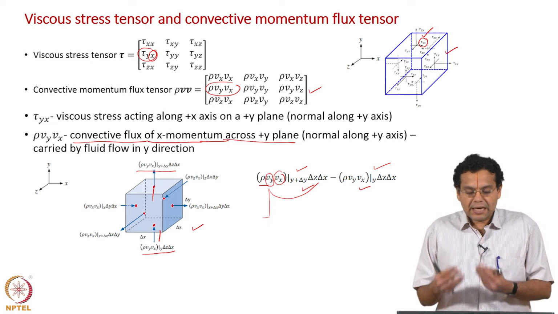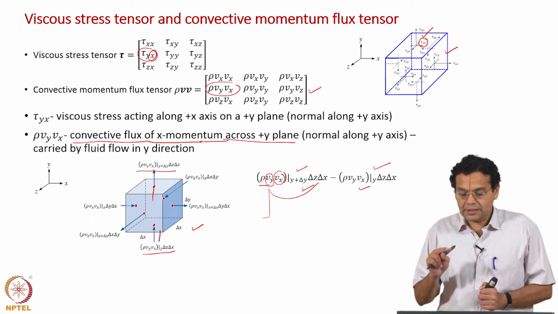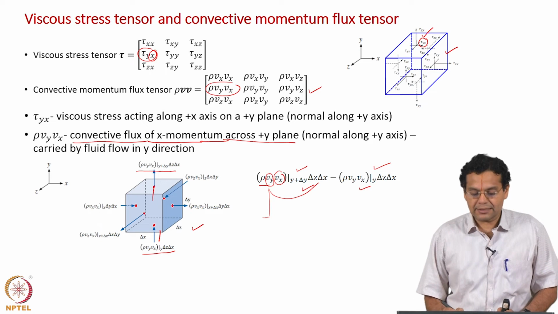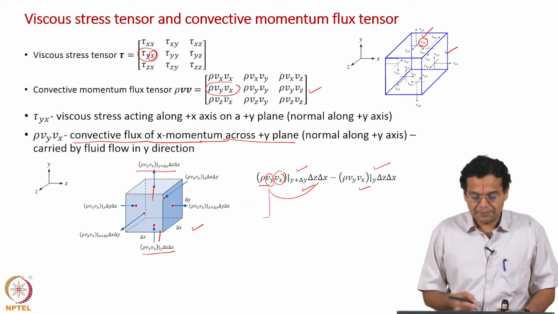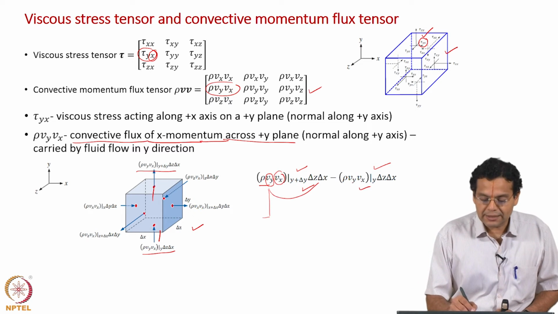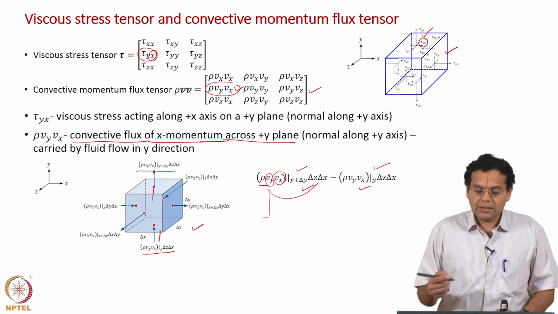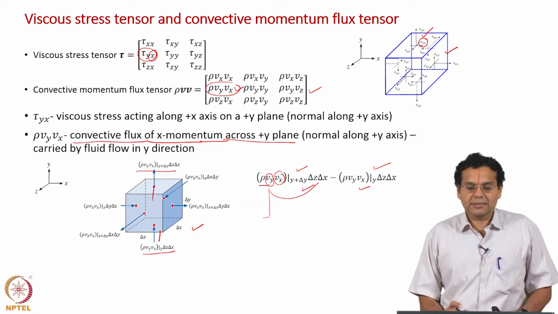The moment I say convective flux of x momentum, I should include two directions: the direction of the momentum, which is x in this case, and the direction of the mass flow which is carrying that momentum, which is the y direction. So, two directions are associated to explain each component of the momentum flux tensor, and that is why it is a tensor.